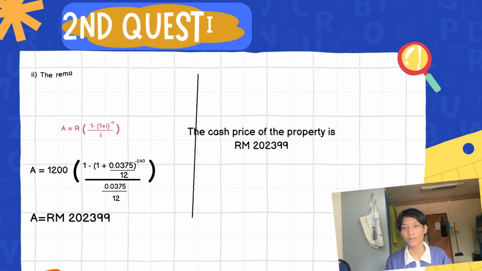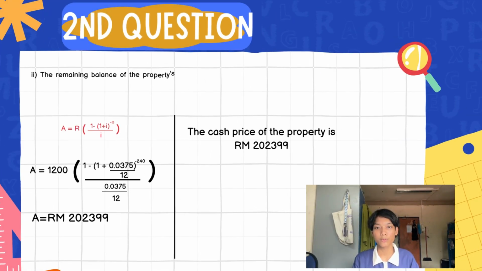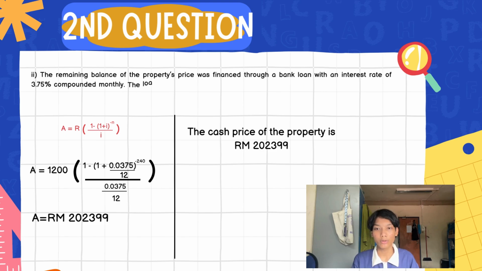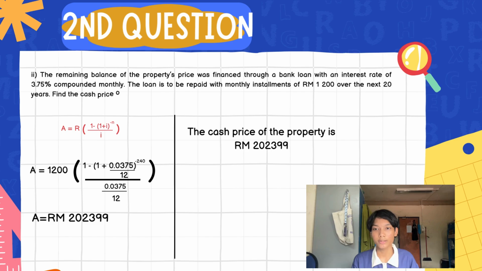For the second question, the remaining balance of the property's price was financed through a bank loan with an interest rate of 3.75% compounded monthly. The loan is to be repaid with monthly installments of 1,200 over the next 20 years. Find the cash price of the property. To find the cash price of the property, you had to use the present value formula. With that, you can get the full answer, which is 202,399 ringgit Malaysia.